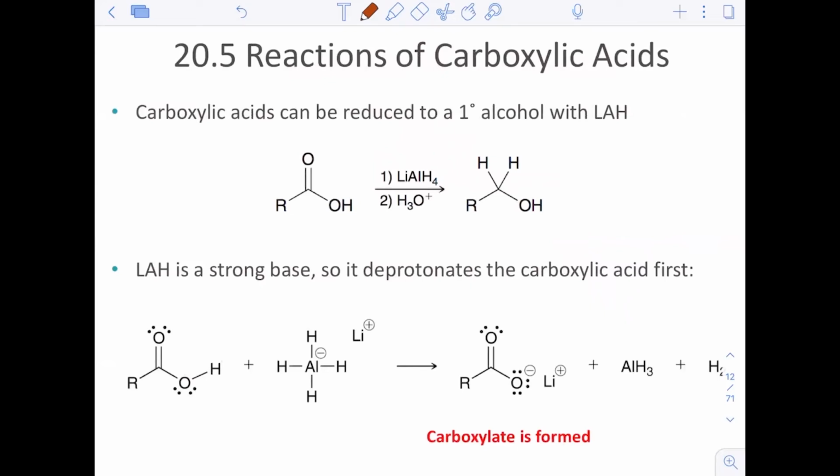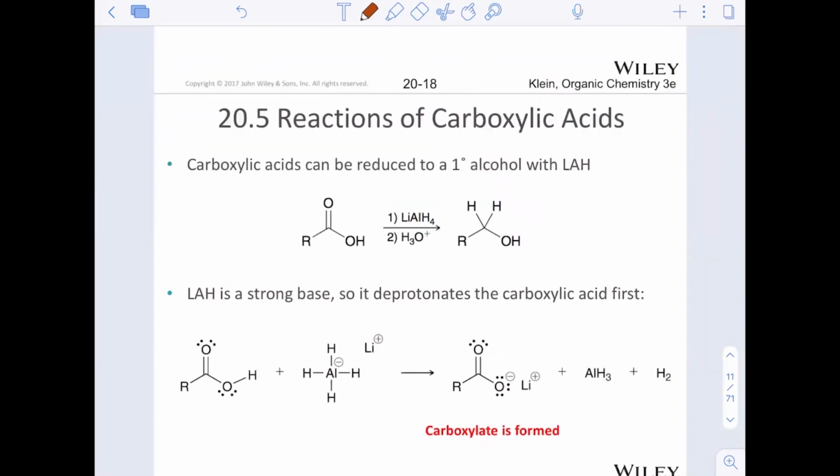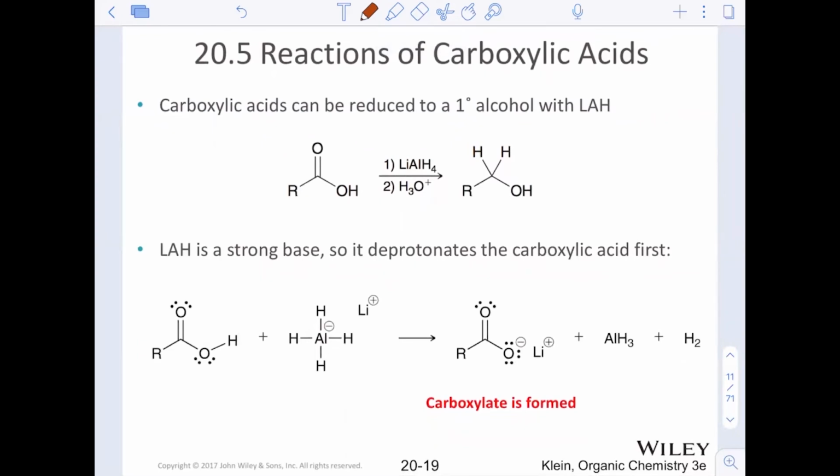Carboxylic acids can be reduced to a primary alcohol with lithium aluminum hydride. This is our hydride reagent. We're going to go through this reaction a little bit quicker. So LAH is a very strong base. So the first thing that it does is actually deprotonate the carboxylic acid. We do not use hydride to attack the carbon of the carbonyl because that nucleophilic attack is not as easy as a proton transfer right there. The carboxylate ion is formed. It is very stable. This produces H2 gas, which bubbles out of solution. Le Chatelier says that's fine indeed.